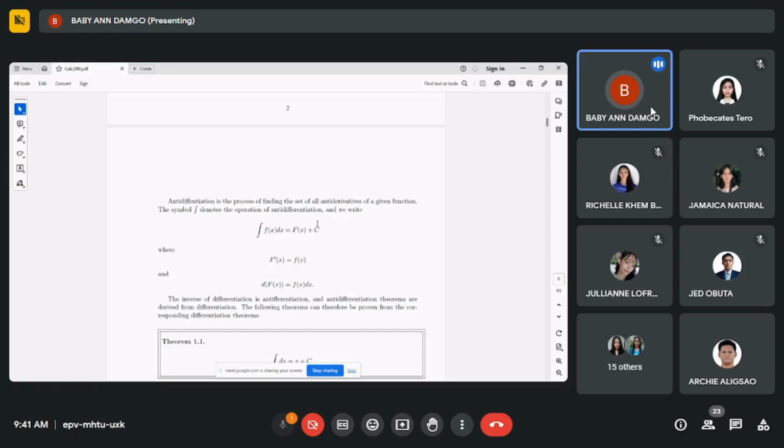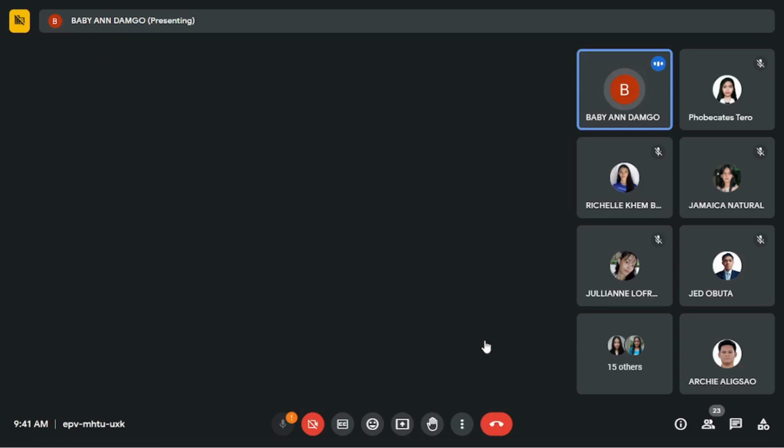Okay? So if we take the derivative, F prime of x, it is just equal to the small f of x. So it's one way of checking if your evaluation of the integral is correct. Okay? So for example, we have theorems. The first theorem is the integral of dx is equal to x plus c, because the derivative of x, which is our big F of x, is 1.